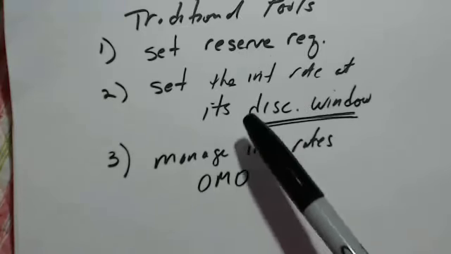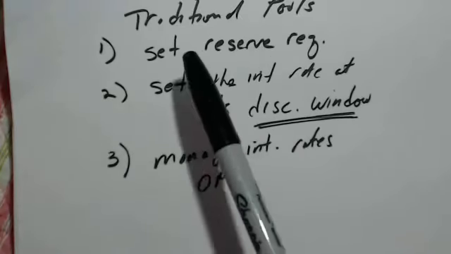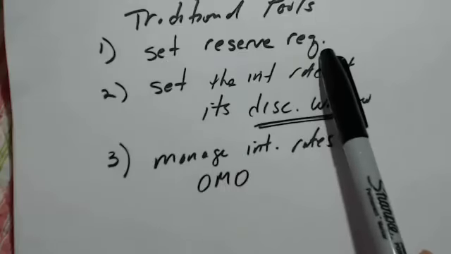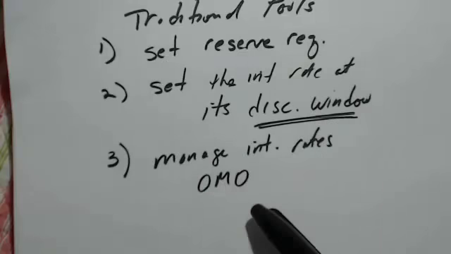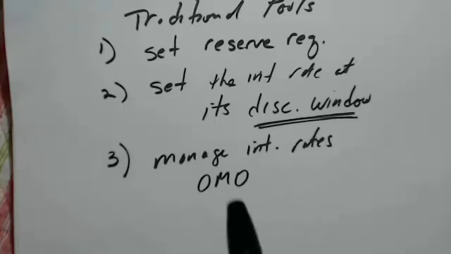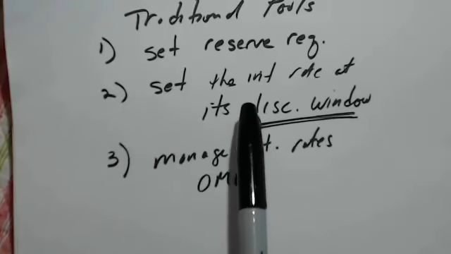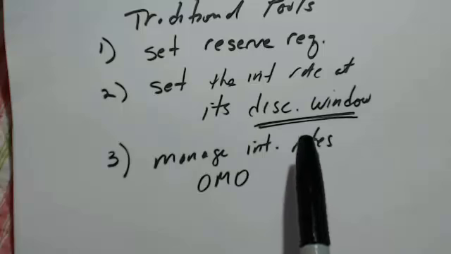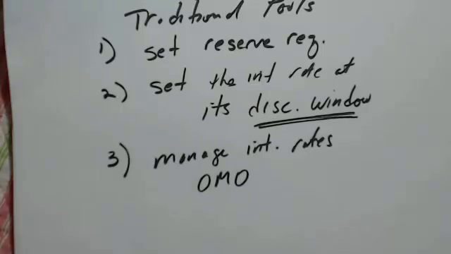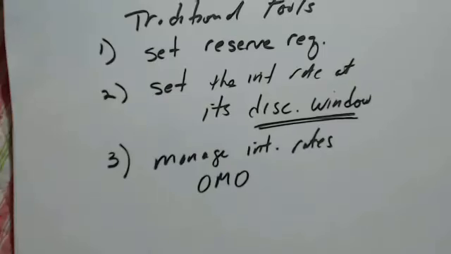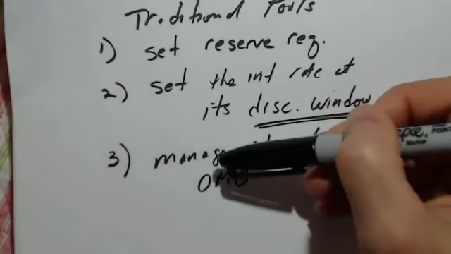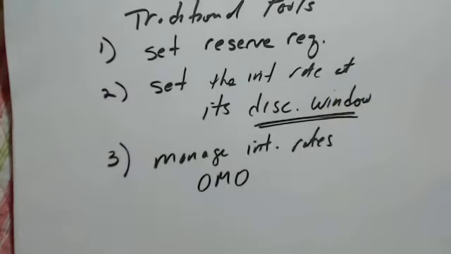And then in that process, I'll be talking about the reserve requirements and how they play a role in it. Okay. Number two, set the interest rate at its discount window. It's kind of a separate concept. It's not used that often anymore, but it is relevant. But the real key players are number one and number three here. So let's get into it.